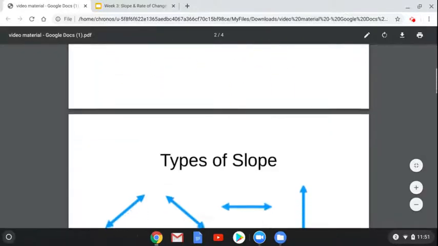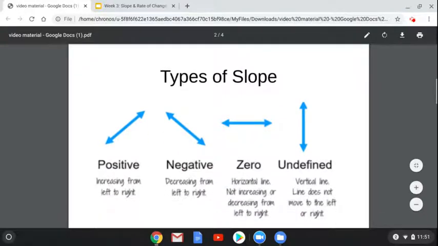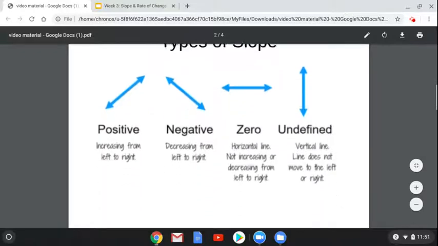So there are different types of slope that you're going to look at in this lesson. A positive slope is increasing as you look at the line from left to right. A negative slope is decreasing as you look at the line from left to right. A horizontal line has a slope of 0, and for a vertical line, the slope is undefined.